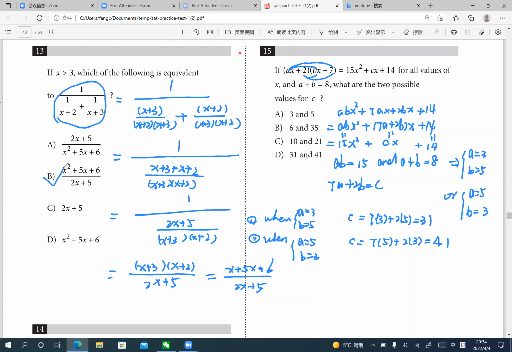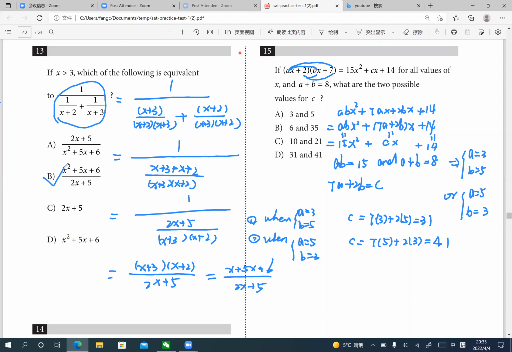So now we write it below. It equals 15x squared plus 4x plus 14. Now we should be able to recognize that AB is the coefficient of x squared, 15 is the coefficient of x squared. And the second term, 7a plus 2b, is the coefficient of x, and the c is the coefficient of x. And the constants are the same, 14.